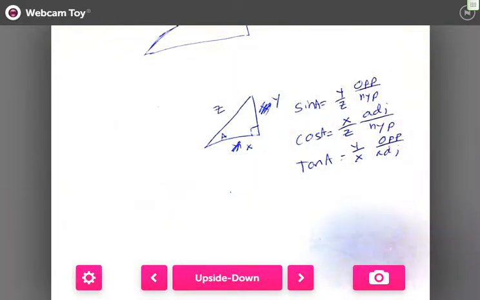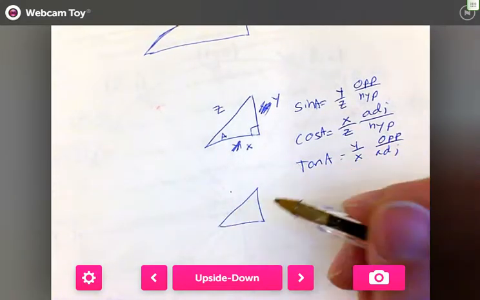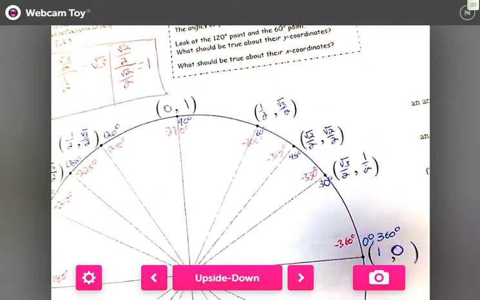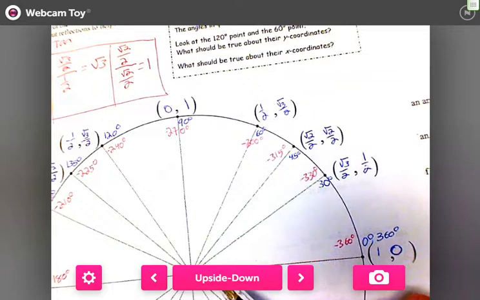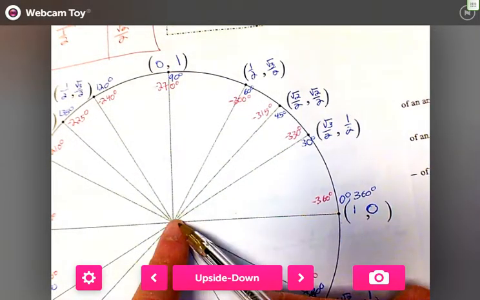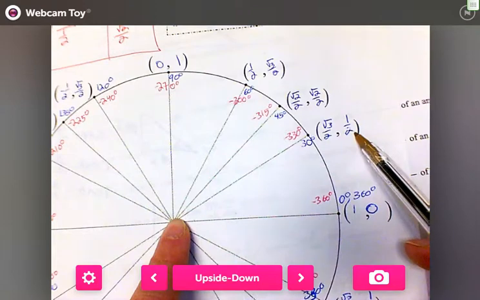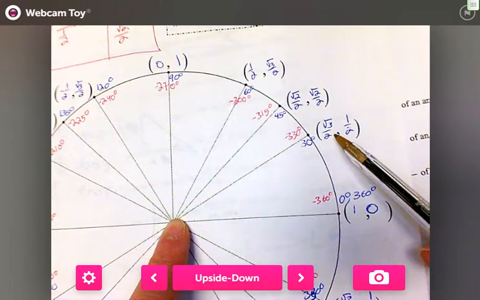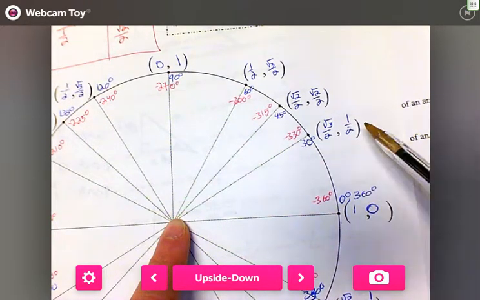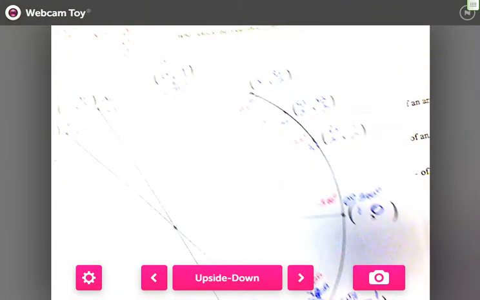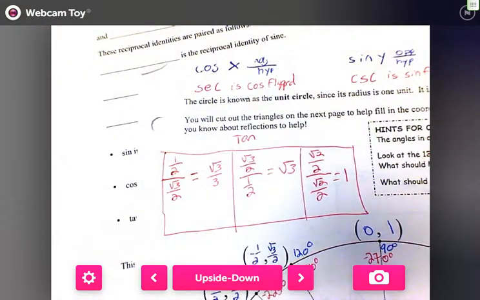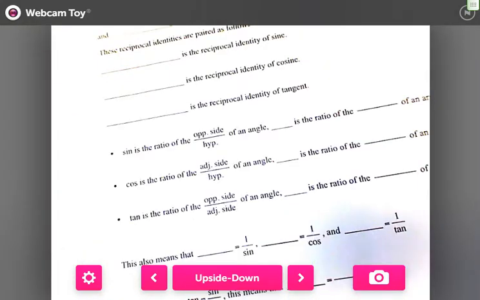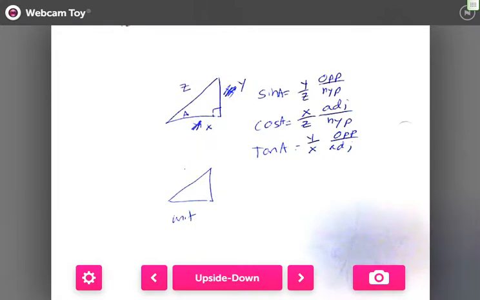So when we're looking at our unit circle, we know that the sine of 30 is 1/2. It's the Y value because the hypotenuse is 1. We know the cosine of 30 is square root 3 over 2. We know the tangent is 1/2 over square root 3 over 2, which is square root 3 over 3. Okay? Just kind of to remind you. Yeah, I went real fast, huh?